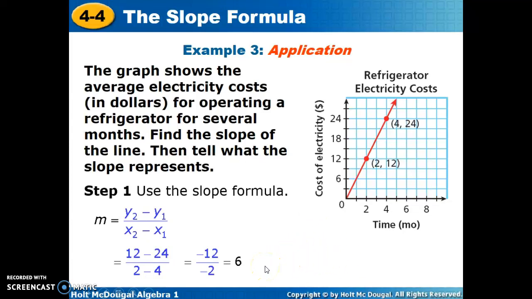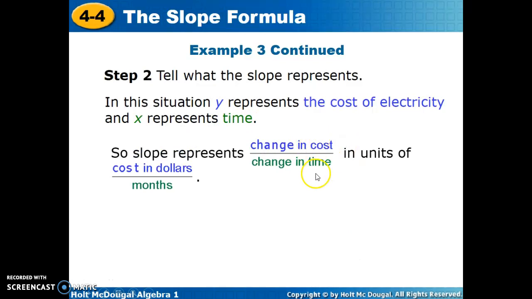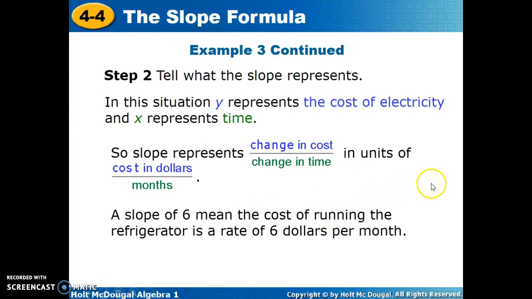The change in the y-axis is the cost of electricity. So if we have a positive change of 6 over 1, the x-axis is months, while the y-axis is electric costs. We see that ours is the change in cost over the change in time. $6 per month is our rate of electric costs.